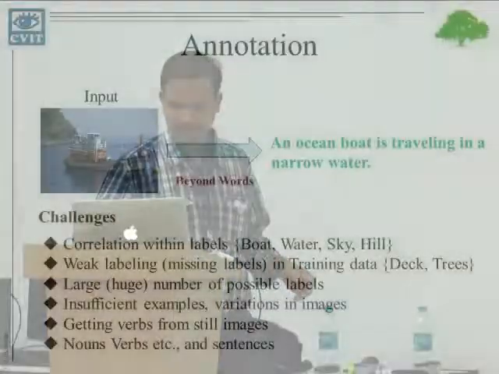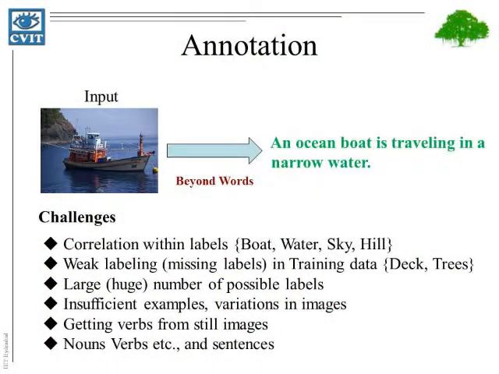So assume I am interested in something like this. I want to go beyond the words and come up with a little bit more informative description of the image. That is, an ocean boat is traveling in a narrow water. The problem becomes a little bit more complex because I don't know whether we want to formulate this problem as where the output space is the number of possible sentences ever.